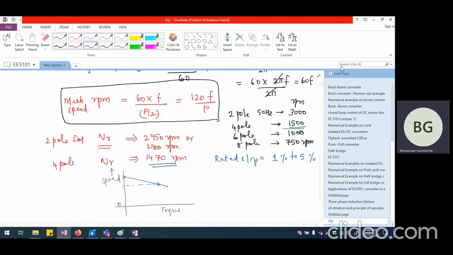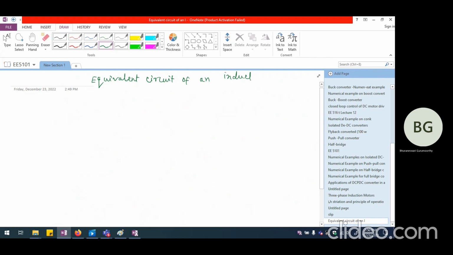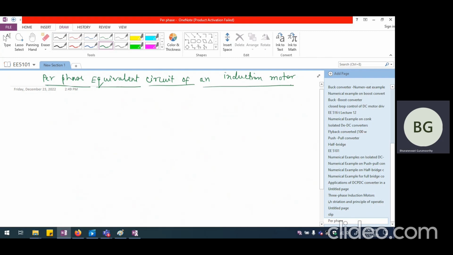Now, to get the speed-torque characteristics of the induction motor, we should know the equivalent circuit of an induction motor. So what we are deriving is a per-phase equivalent circuit, because this is a complete three-phase induction motor, but what we are deriving is a per-phase equivalent circuit of a three-phase induction motor. That's what we are trying to derive now.